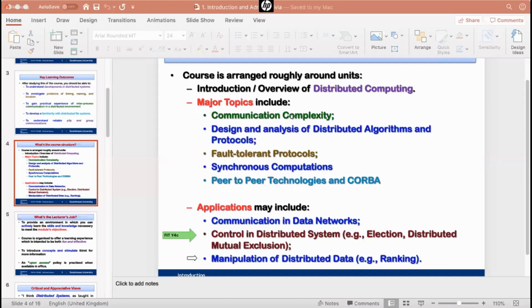And then how do we ensure that we can manipulate data that is distributed? Data is in location A, data is in location B. How do we manipulate that data without confusing the system?